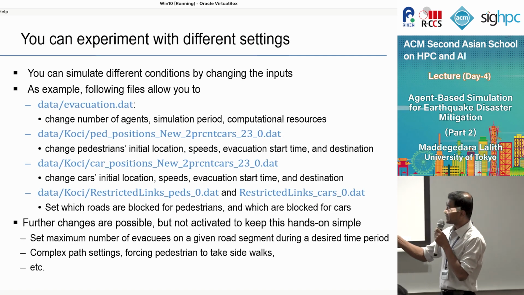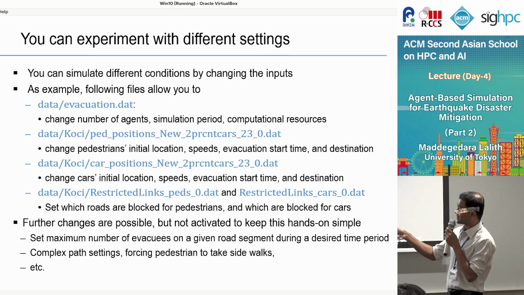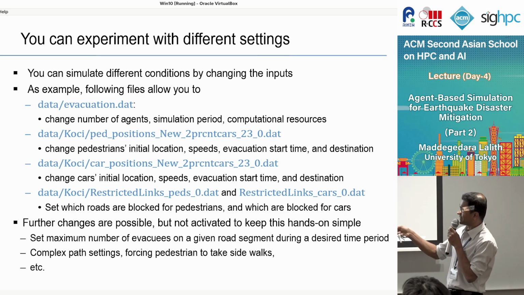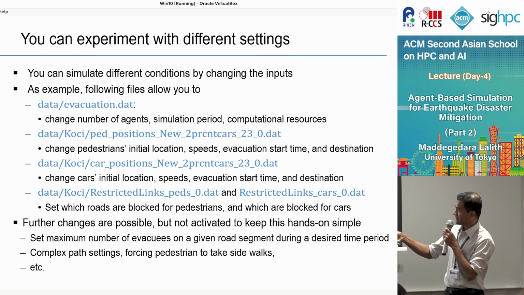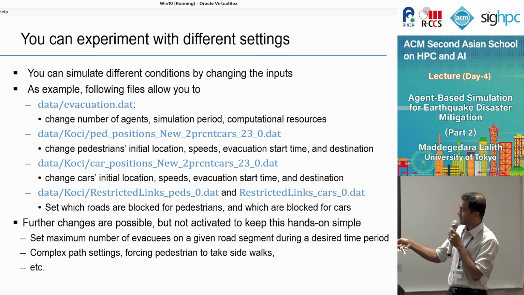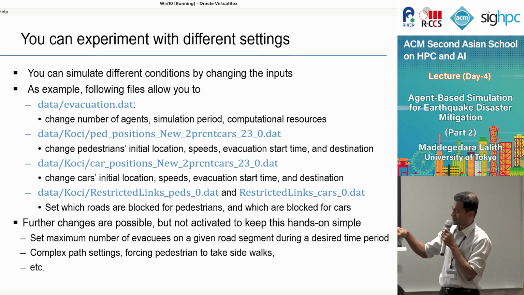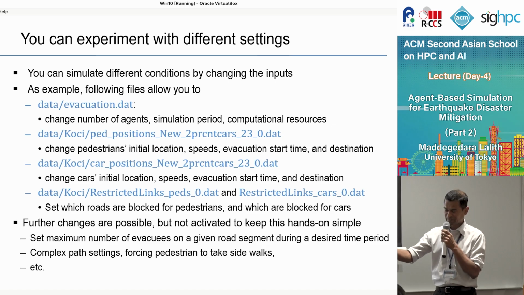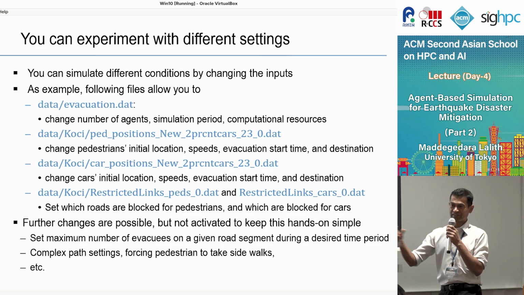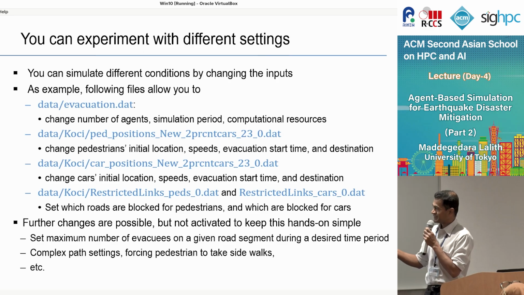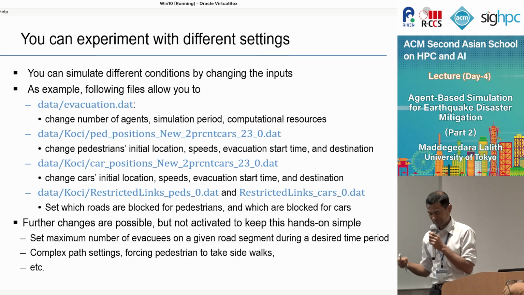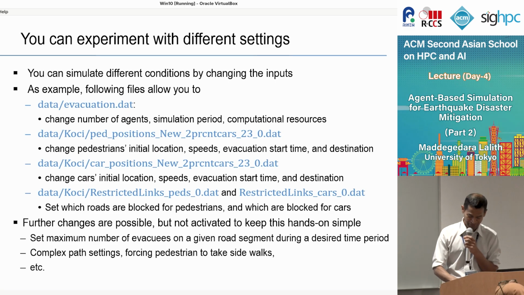And there's a file inside the data folder, there should be H here, Kochi. This shows pedestrian positions. This file has the location of pedestrians and their properties. And this has the car properties. And this has any roads which are restricted for pedestrians and which are restricted for cars, so that you can try different strategies. And yes, more changes are possible, but currently we don't have such input flexibility. We have to change it inside the code.